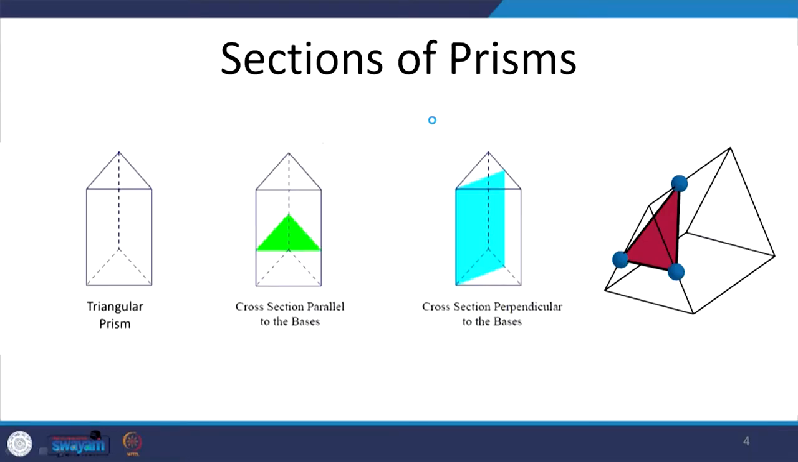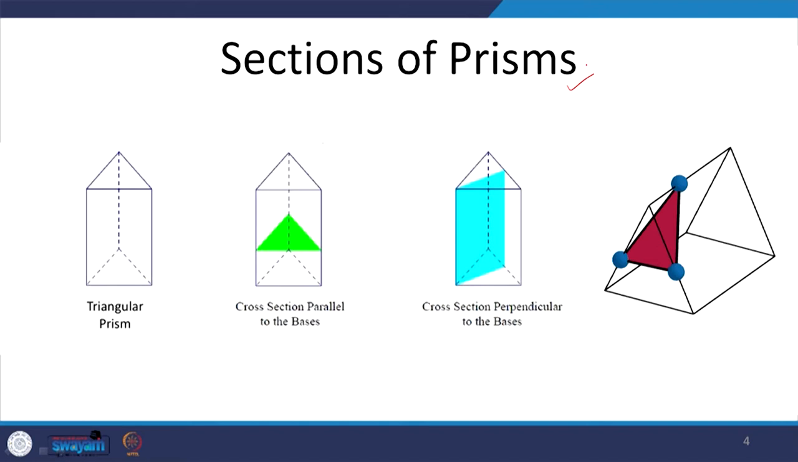So, these are four different positions in which a section plane could cut a solid, and the solid could be assumed to be placed in any position. It could be inclined to the reference planes, it could be kept straight in simple positions, it could be inclined to both, whatever could be the condition. So, let us start looking at the sections of prisms here. Now, what happens in this example?